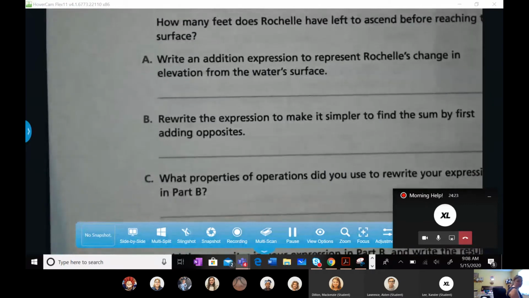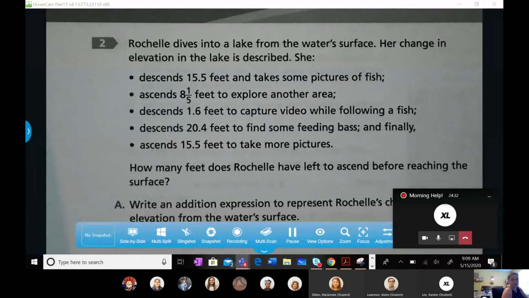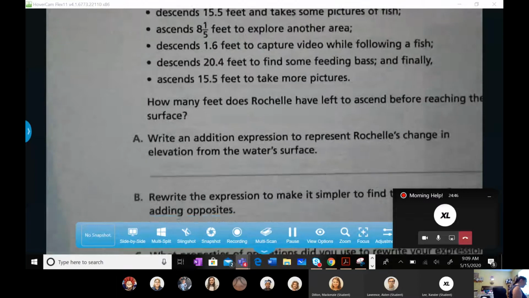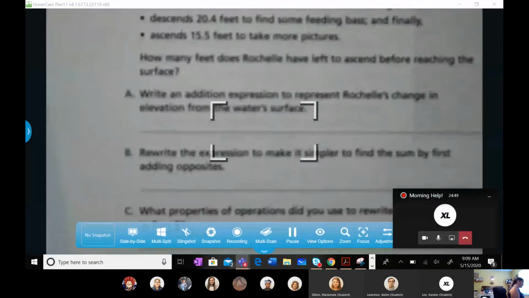So if you're looking at this one, it says Rochelle dives into a lake from water surface. Her change in elevation in the lake is described. So descend, ascend, descends, descends, and ascends. So descend means that we are going under that surface. Okay, and then ascend means that we're coming up. All right, so we're going to write an expression to represent Rochelle's change in elevation.